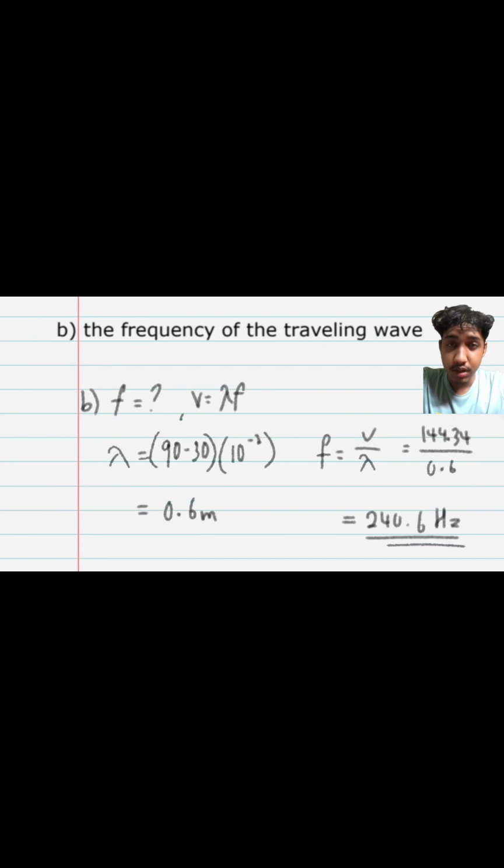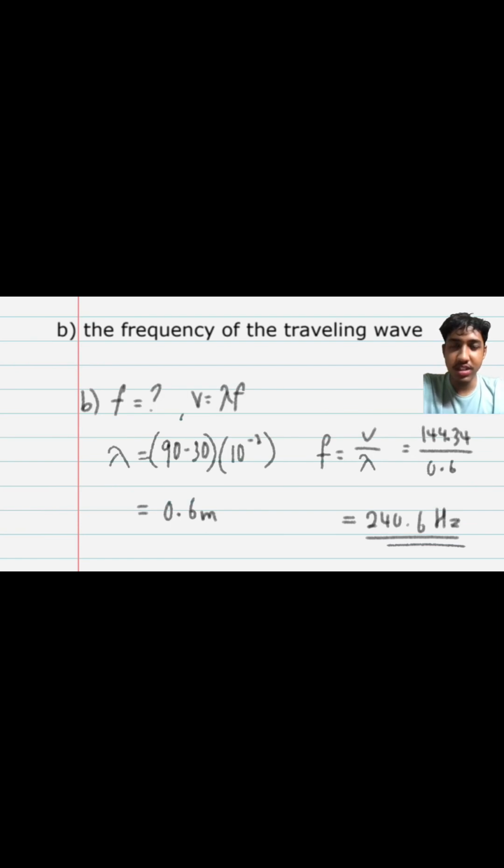With frequency, we can use the equation V equals F lambda, which is derived from the equation V equals lambda over T. The equation is derived from two equations, which are k equals 2 pi over lambda and omega equals 2 pi over T. Now, we know that V is equal to omega over k, and after substituting the relevant values, we will get V equals lambda F, which is the equation that we are going to use for part B.